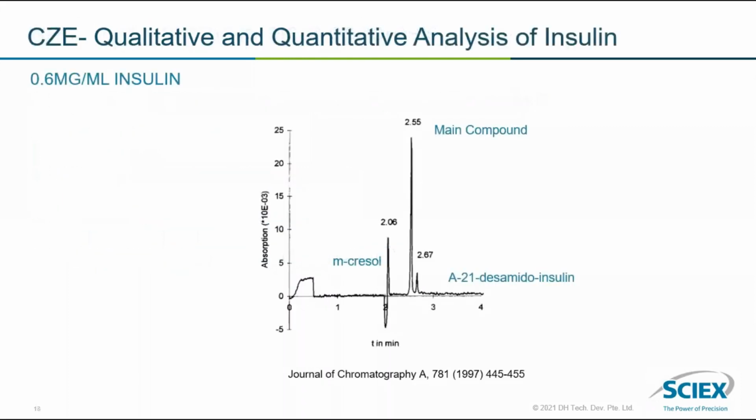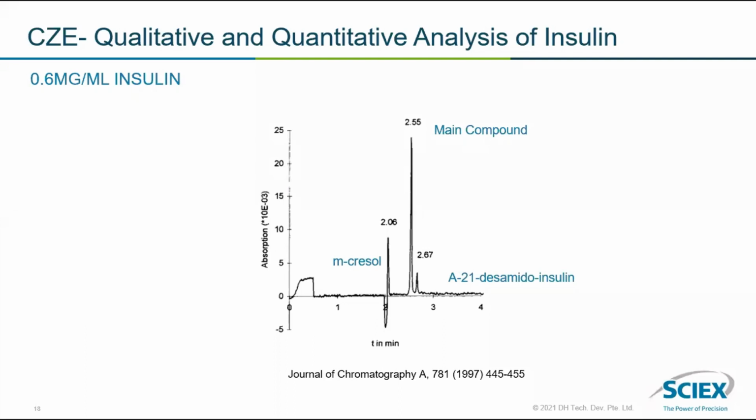I have a couple of good example datasets where we ran some peptide molecules to quantify and check the purity of the product. The first one is insulin. In this experiment, we took 0.6 mg per ml of insulin and ran this molecule on the capillary electrophoresis method. What you can see in this picture is the separation of the main compound, with a migration time of 2.55 minutes.